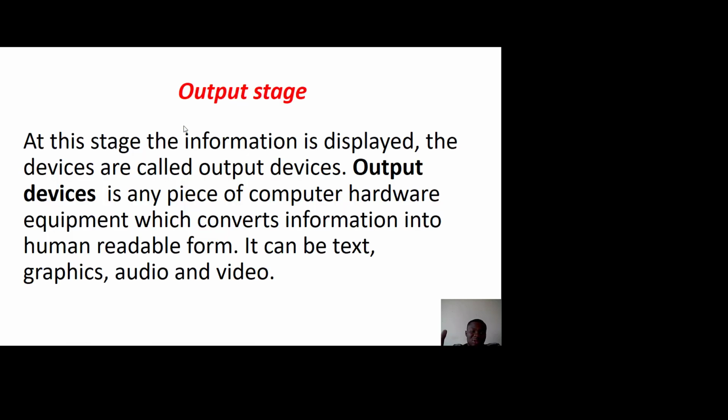So we move on to the output stage. This is the third stage. At this stage, information is displayed. The devices are called output devices. An output device is any piece of computer hardware equipment which converts information into human readable form. It can be text, graphics, audio, or video.